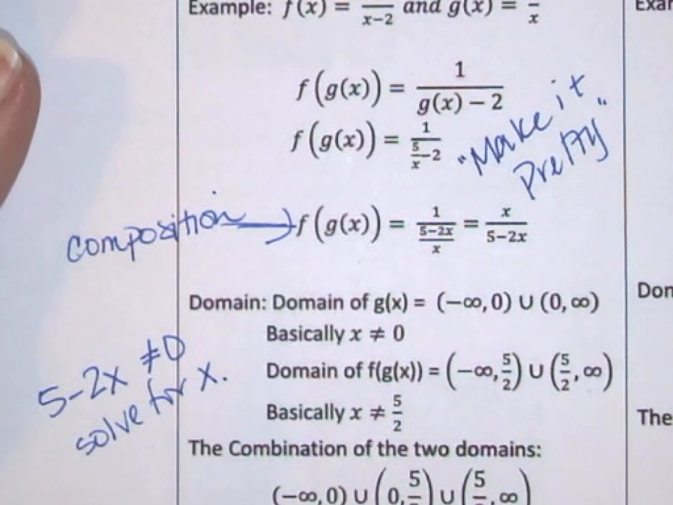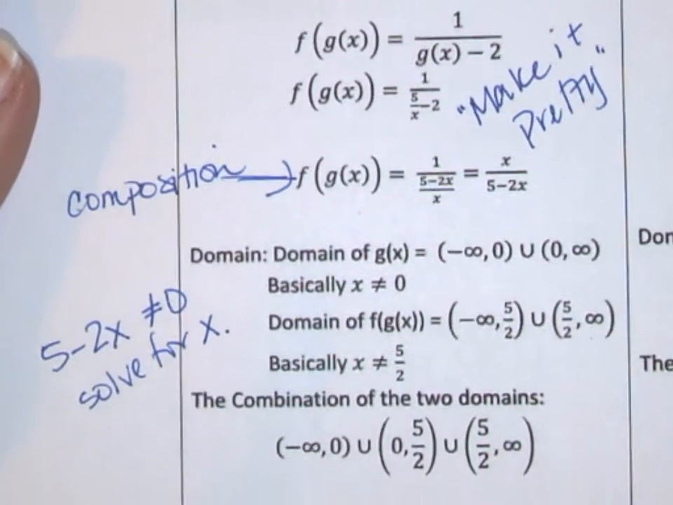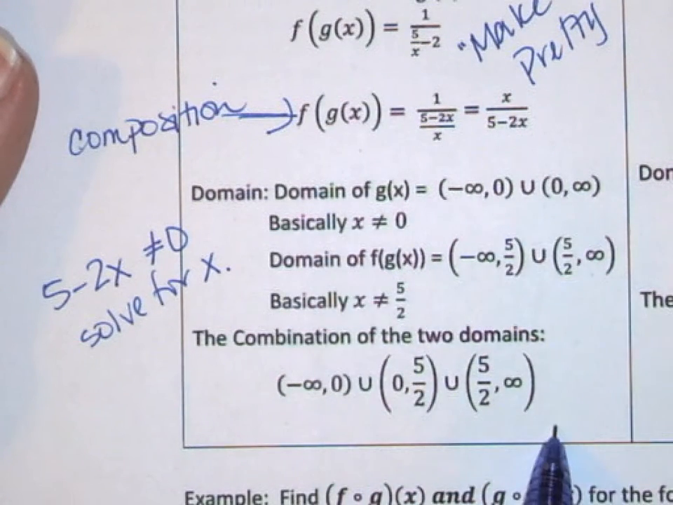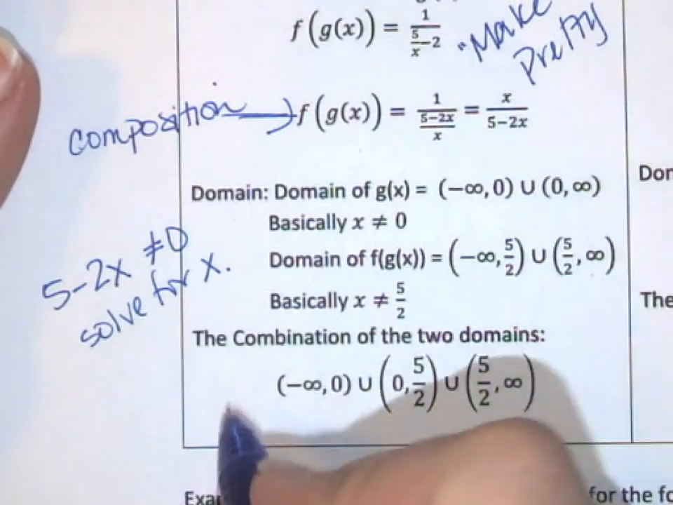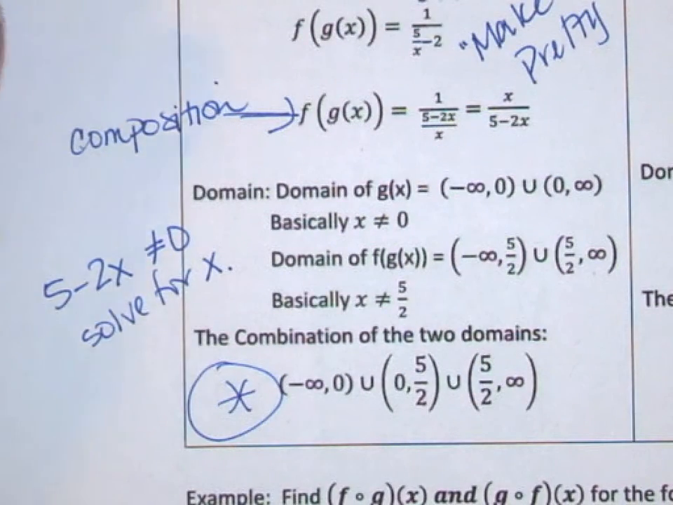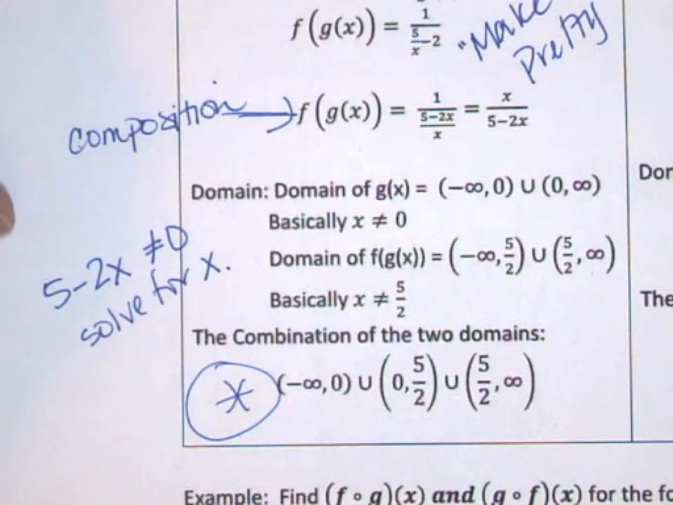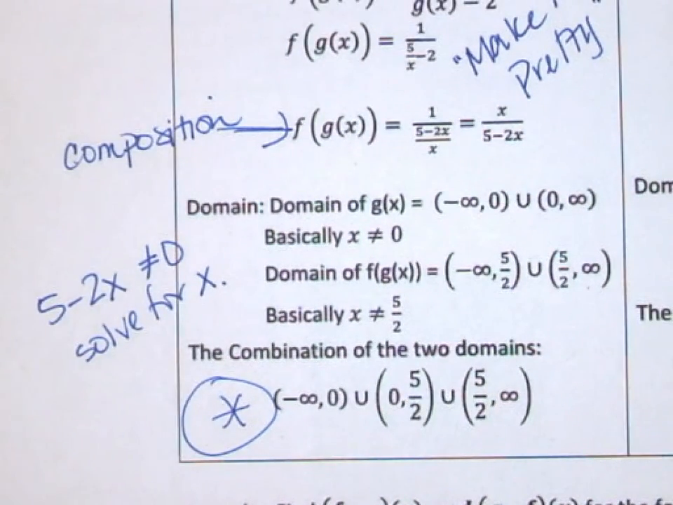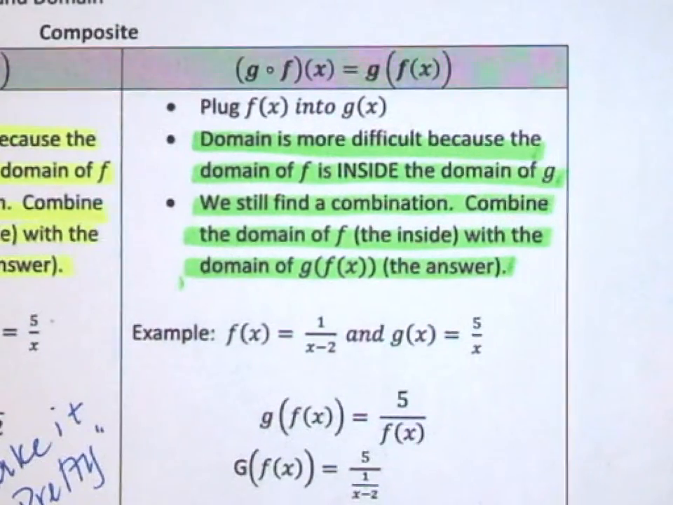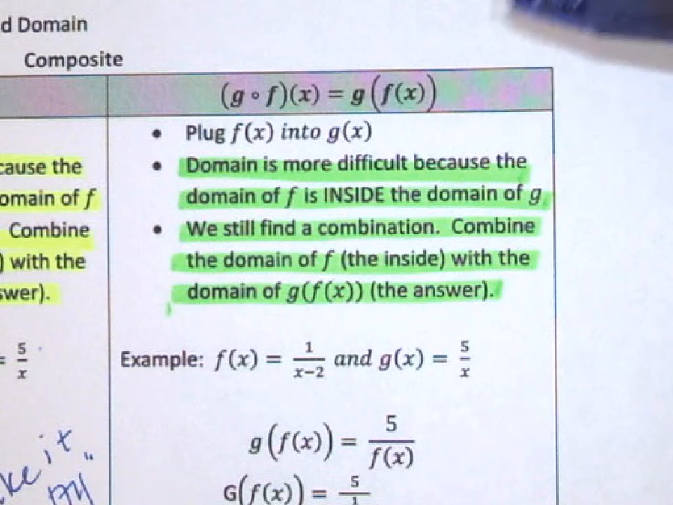Now we have to know the overall domain of the two. So we have to combine them together, which is how you get this bottom. So this piece right here would be the actual domain that you are looking for to this specific composition of functions. Okay?